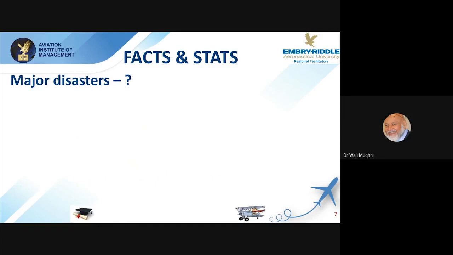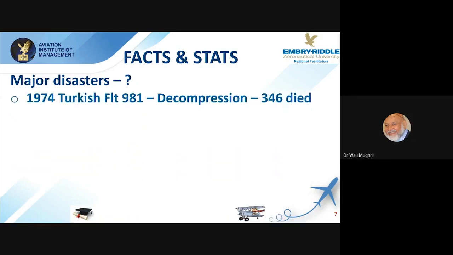So let's take a quick look at all the major disasters that have taken place in aviation. One of the major disasters was in 1974. It was Turkish flight 981. In the olden days, a number of accidents took place because of decompression. So you're all aware of what decompression can do, right? This was a Turkish jumbo, and 346 people died in this one.